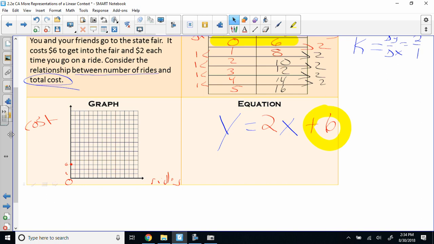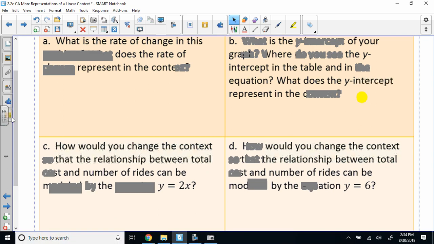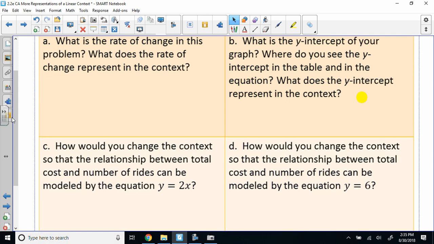Any questions on that? So let's go look at this one. You could finish graphing it. It'll go up 2 and over 1, up 2 and over 1, right? Now, what is the rate of change in this problem? Okay, guys, listen. We have identified K. We have written the equation. We have looked at the rate of change. This is just asking you, can you answer a question? What is the rate of change for the previous problem? It's 2. Now, what is the y-intercept for this scenario, for your graph?